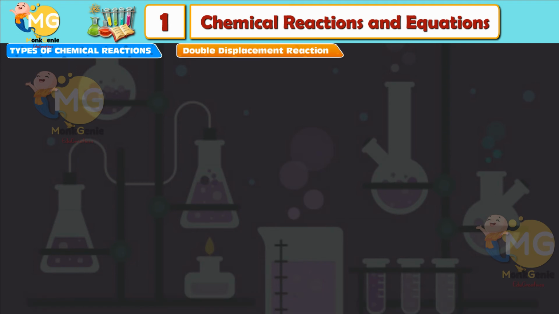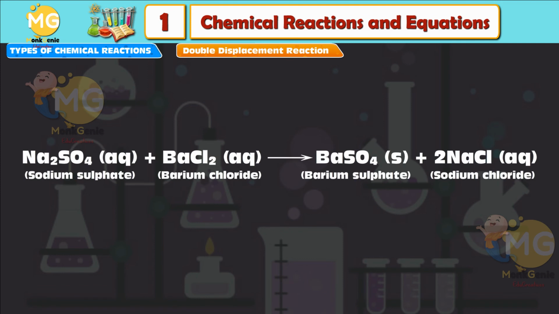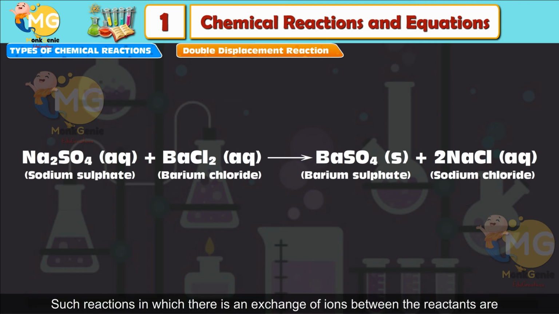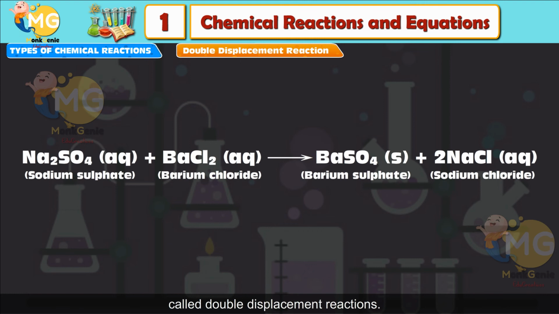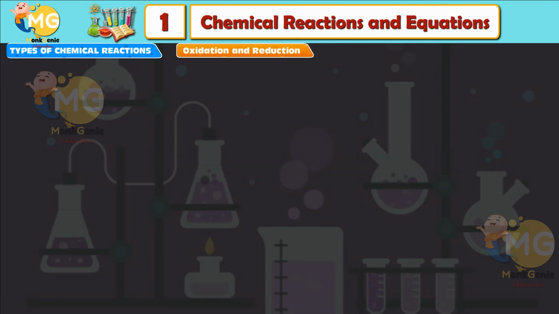Double displacement reaction. Na2SO4 (sodium sulfate) plus BaCl2 (barium chloride) equals BaSO4 (barium sulfate) plus 2NaCl (sodium chloride). Such reactions in which there is an exchange of ions between the reactants are called double displacement reactions.